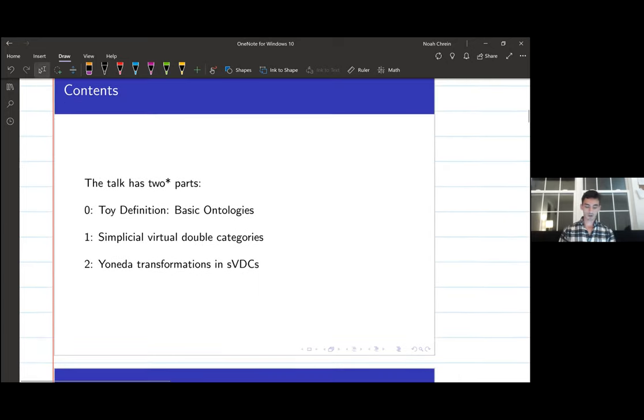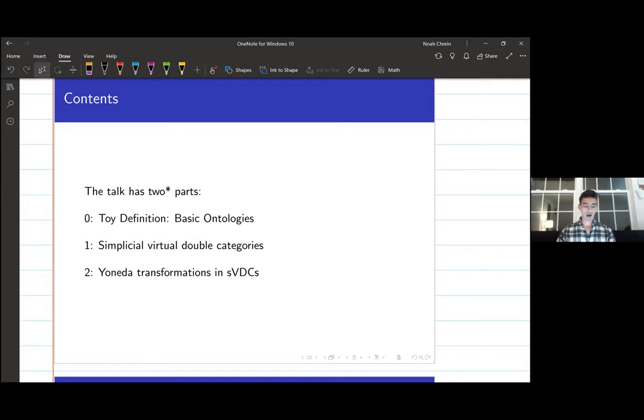All right, so this talk has two parts, two star parts. So the zeroth part, I'm going to define for you what I mean by a basic ontology, and it's going to be a toy definition. Now, I want to be super clear about this word toy, because I am playing around with a definition for ontology, and I don't think it's going to be the ultimate definition of ontology.